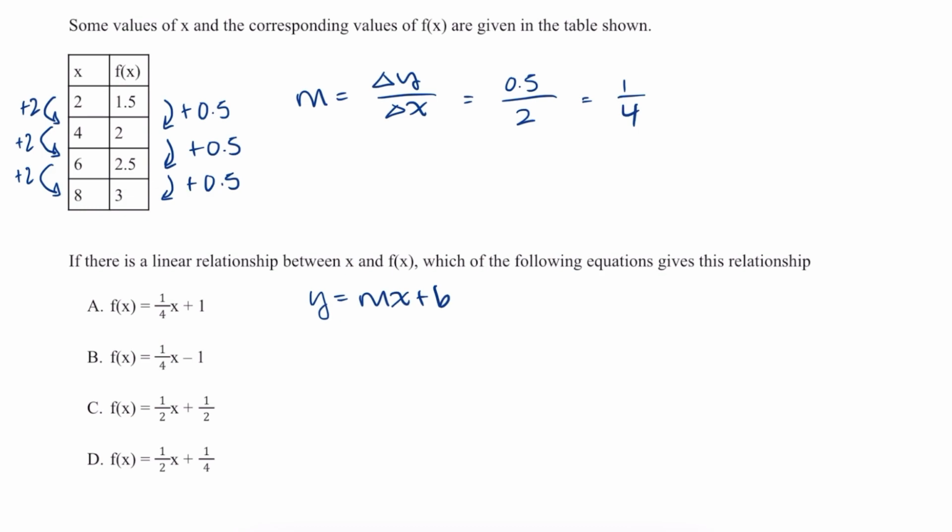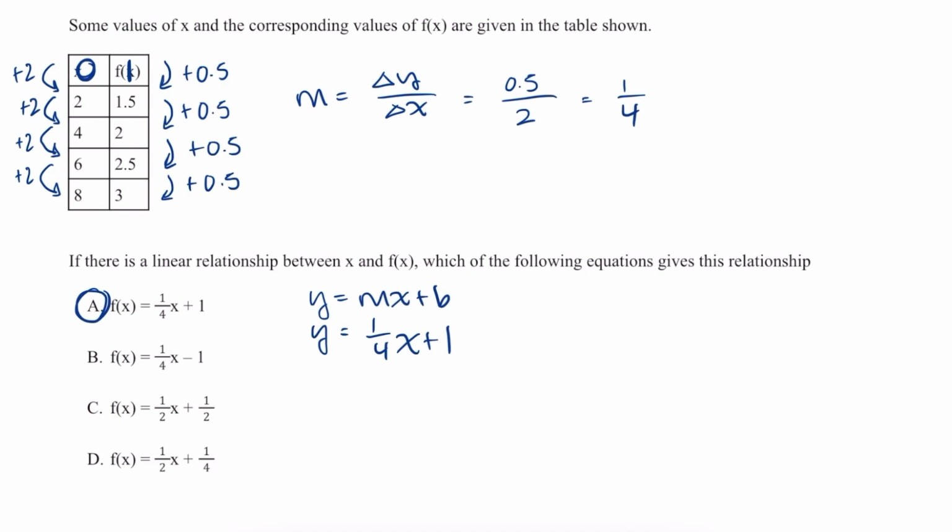And there are a couple ways to go about this. First, you can take a shortcut. You can notice a pattern and go backwards. So what's 1.5 minus 0.5? That's 1. You can do 2 minus 2, and that's 0. 0, 1 is our y-intercept. So our equation is y equals 1/4 x plus 1, which is A.